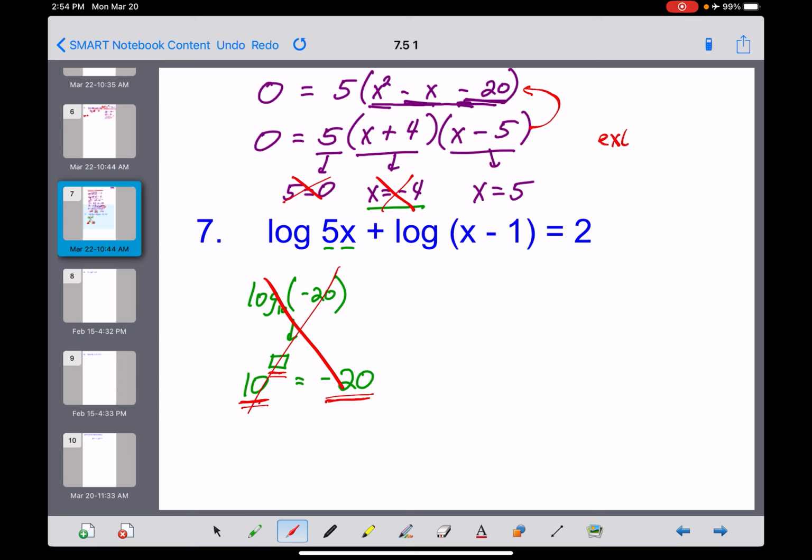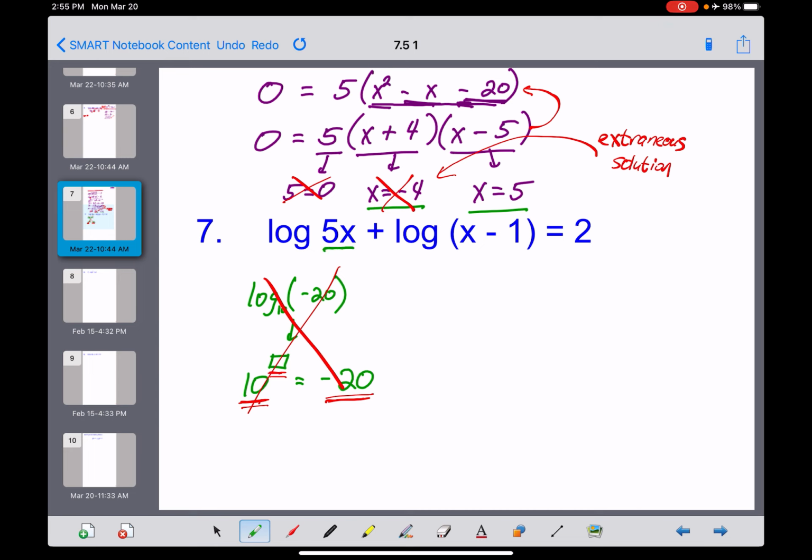The name for that, not really important that you write this down, is called an extraneous solution. An extraneous solution is one that looked like it was going to work algebraically, but then when you put it back in, it just didn't pan out. Okay, how about the second solution then? We should not assume that the second one is going to work just because the first one didn't. So let's see what happens now.